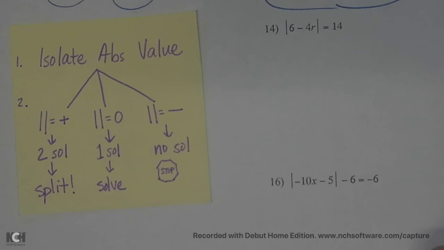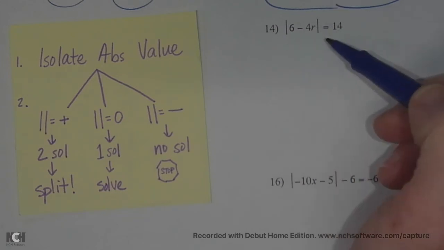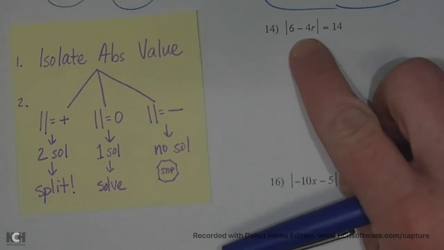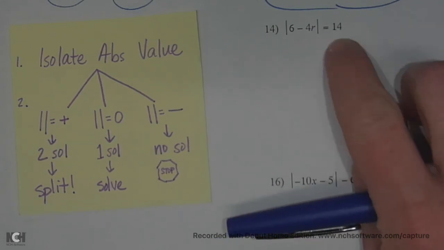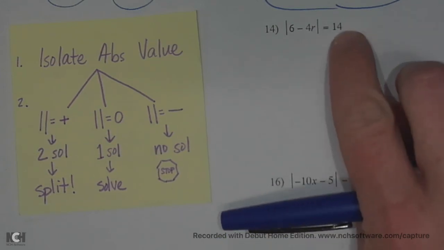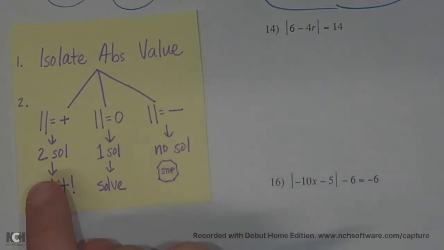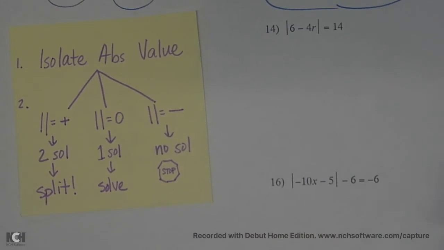Okay, now we have the absolute value of 6 minus 4r equals 14. So is the absolute value part isolated? Yeah, it is. So let's go ahead and look at that number on the other side of the equal sign. Is it a positive number? Yeah, it's positive. So that means we've got those two solutions and we need to do the split. So let's go ahead and do that now.